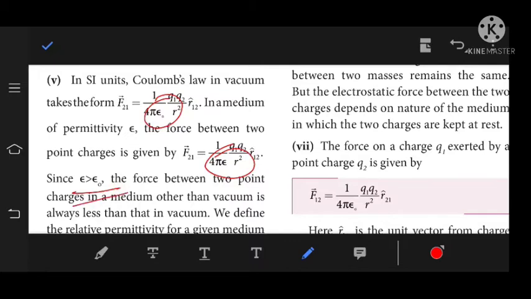Epsilon is greater than epsilon naught, because in a medium the permittivity is always greater. The force between two charges in a medium other than vacuum is always lesser than in vacuum. Why? Because epsilon is in the denominator. If the denominator is larger, it reduces the value. So if the charges are placed in a medium, the force of attraction or repulsion is always smaller.